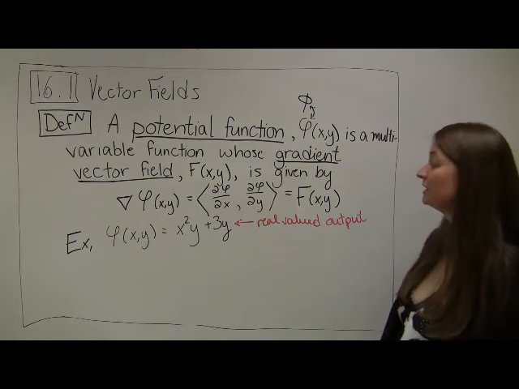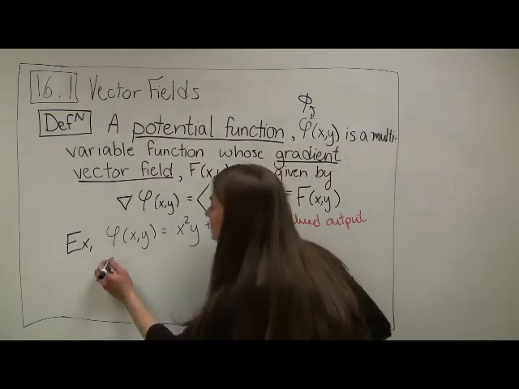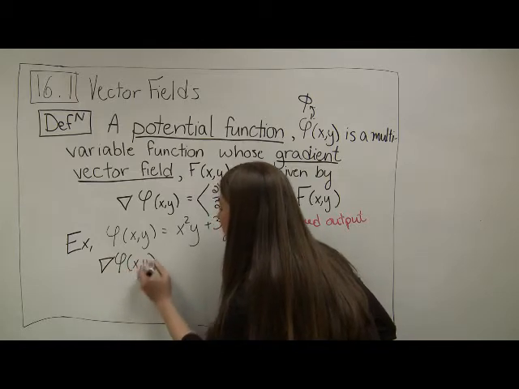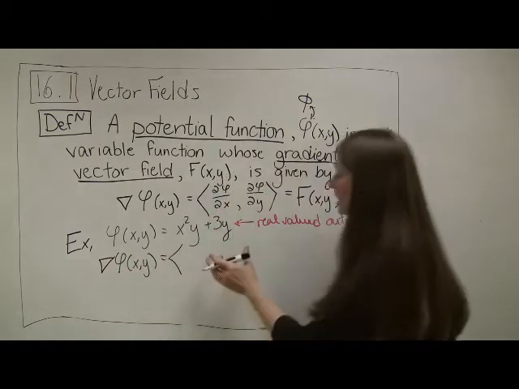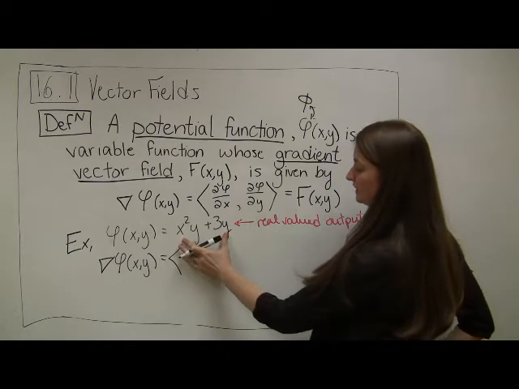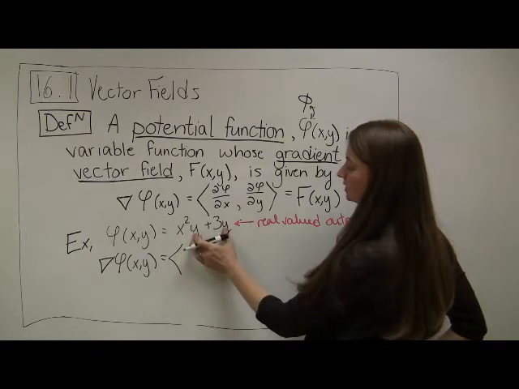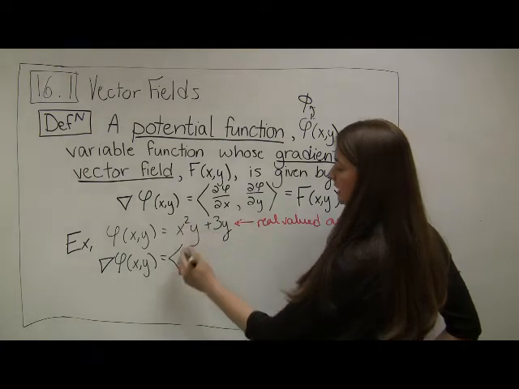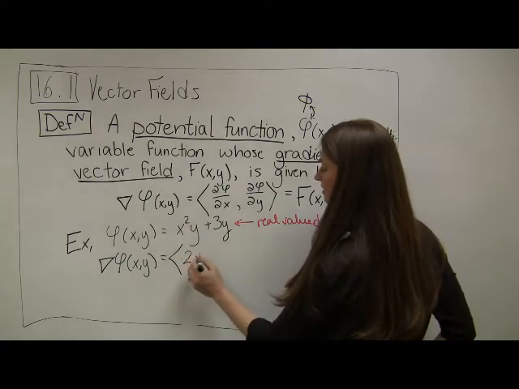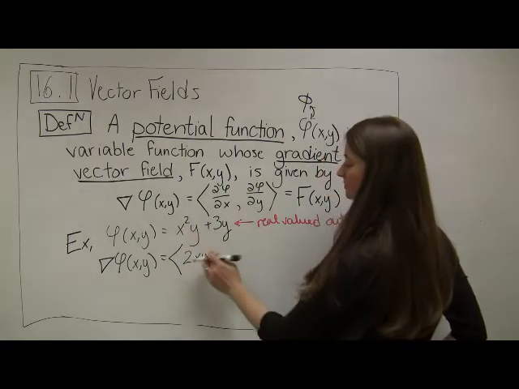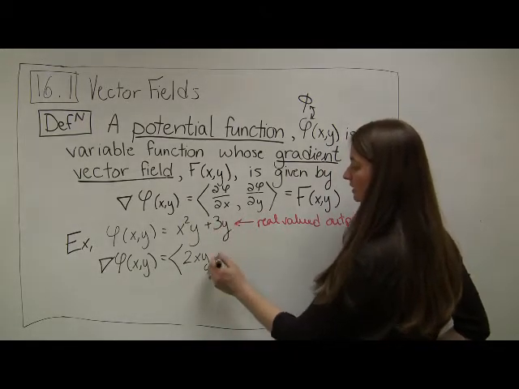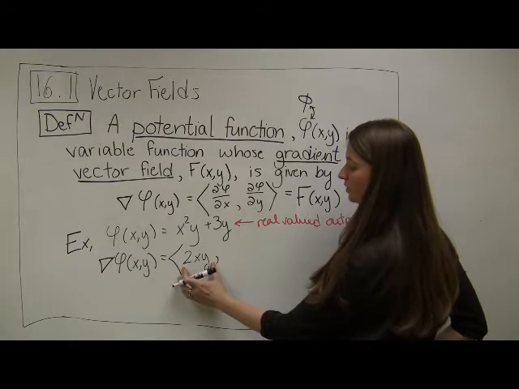And the way that we do that is by taking the gradient of this. So when I take the gradient of phi of x y, recall that the gradient is the partial derivative of phi with respect to x. So I'm going to treat y as a constant. And for this term, the constant y is just going to be a coefficient, and I end up with 2xy, because the y comes along for the ride. This term goes to 0 because we're treating y as a constant. That's my first component function.